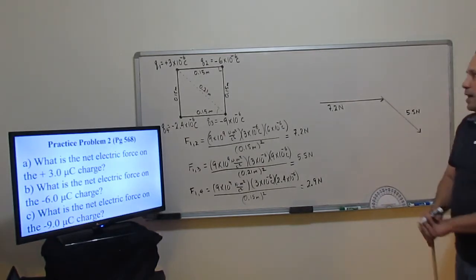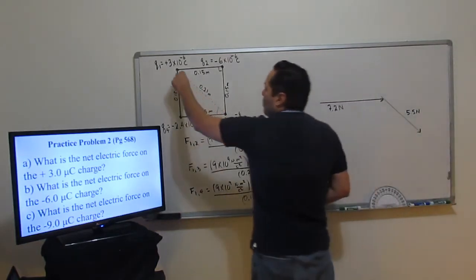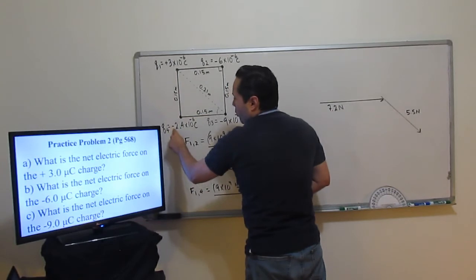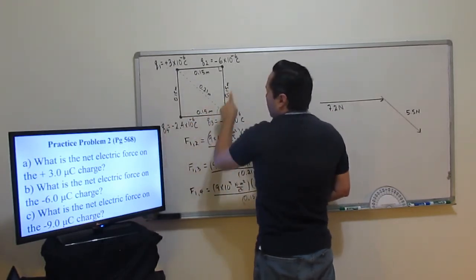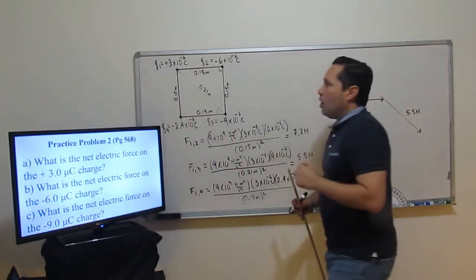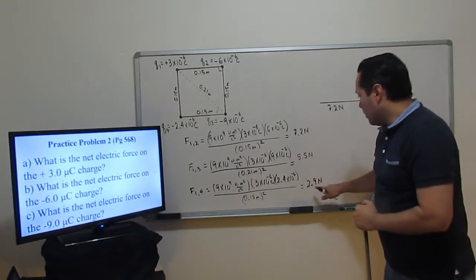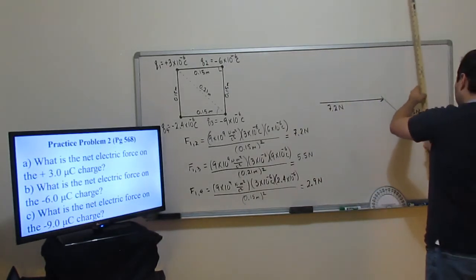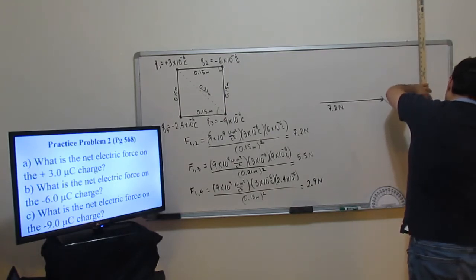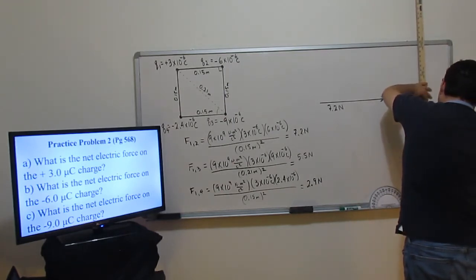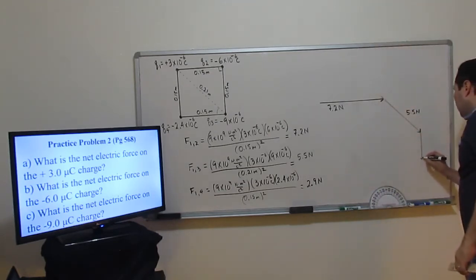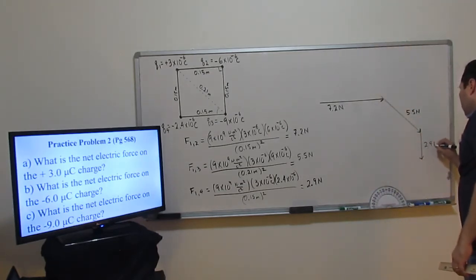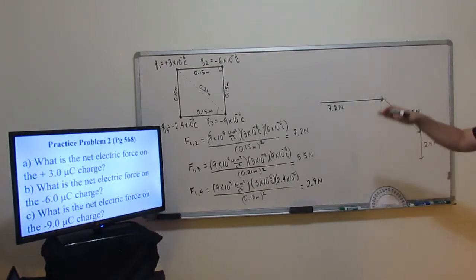Alright, and our last one, it's between 1 and 4. Notice again, positive, negative. Everyone is negative, so it's going to pull on Q1 straight down. How much? 2.9. So, let me go ahead and draw that. So there you have it.